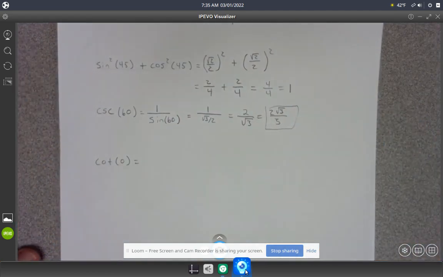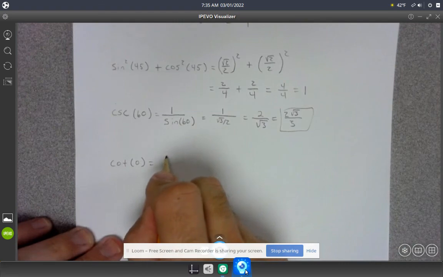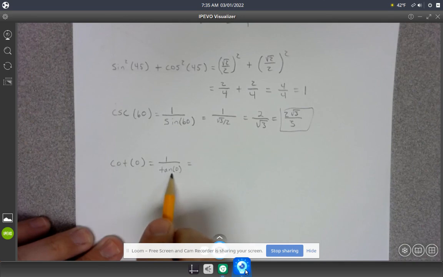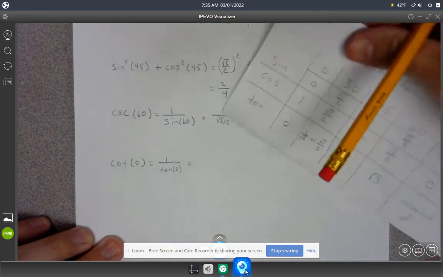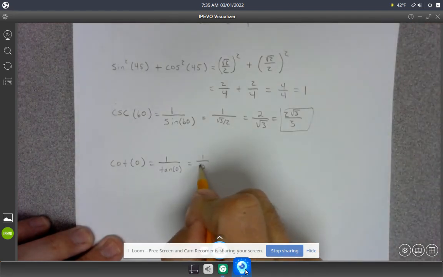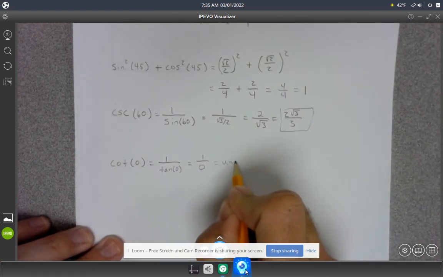Cool. All right, cotangent of 0. This is 1 over tangent of 0. And remember, tangent of 0 was 0. So what you get here is 1 over 0, which is undefined.